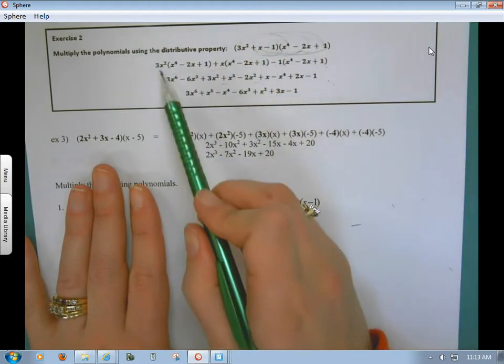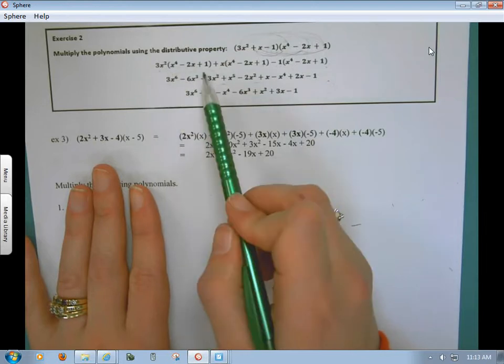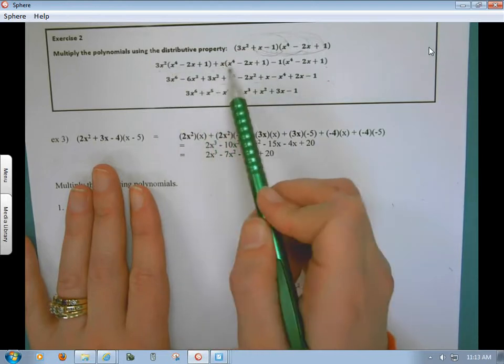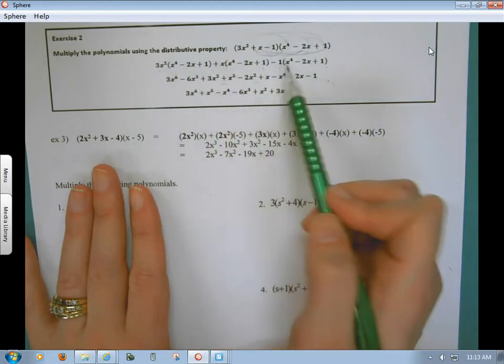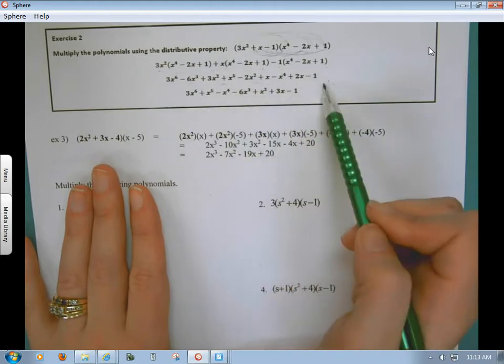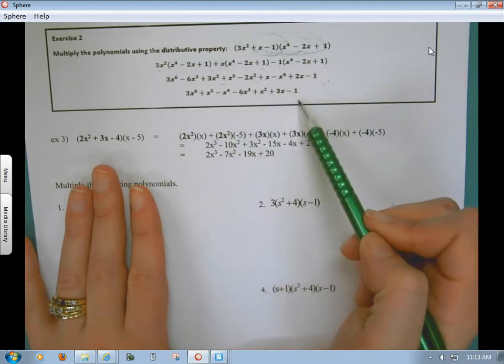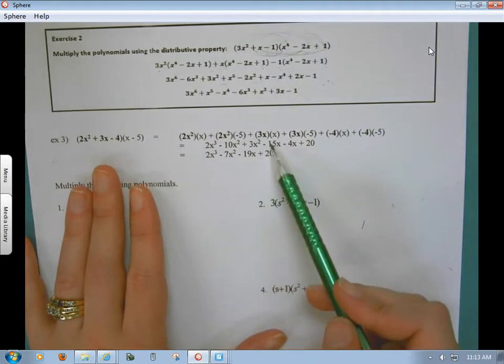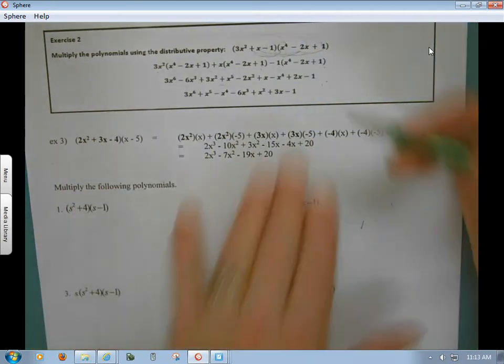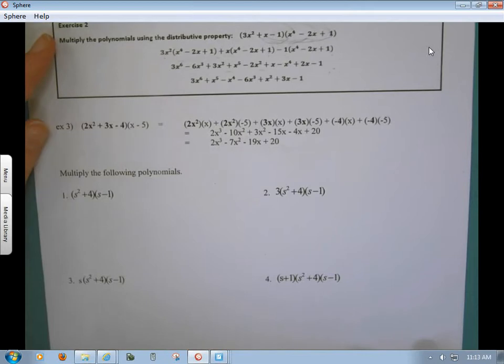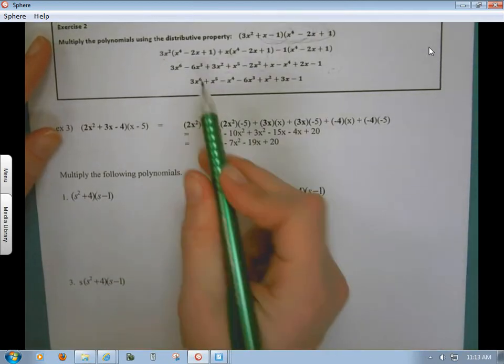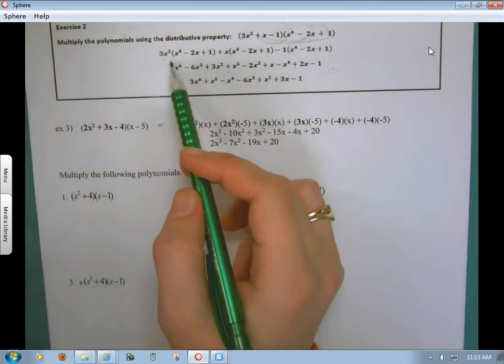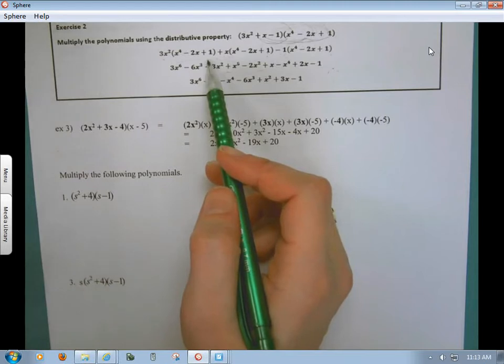So you can see they've written it out. The first term times the back trinomial. The middle term times the back trinomial. The last term times the back trinomial. Multiply it all out. Combine like terms. Okay, they do the same process here. I think it's easier just to draw on your loop-de-loops or just to distribute without writing it all out. If it's easier for you to write it all out, by all means, that's what you should do. I like to just do that kind of in my head.